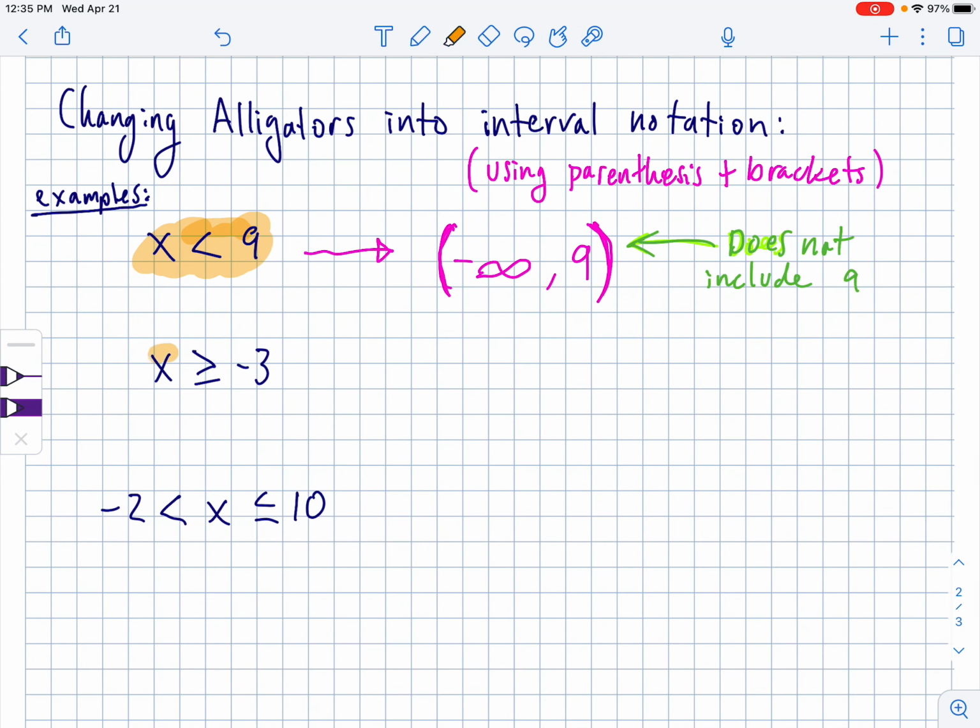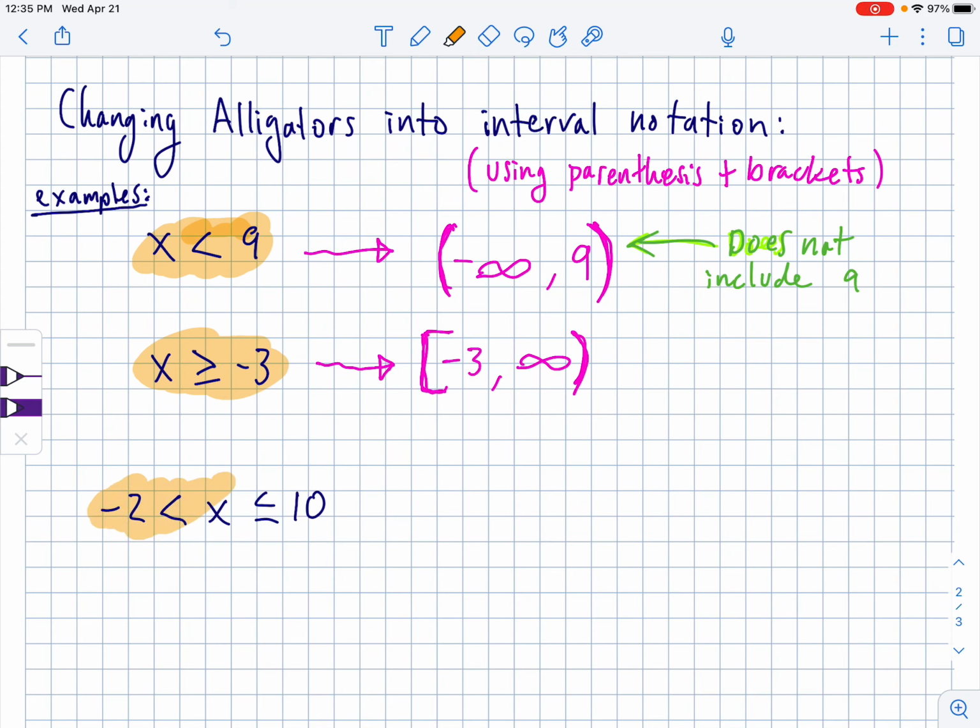The next one, x is greater than or equal to negative 3. That means everything that's bigger than negative 3, including negative 3. So for this one, I start at negative 3 with a bracket, and I go all the way up to positive infinity. But remember, you can never really get to infinity, so if it involves an infinity, you just put a parenthesis around it, never a bracket.